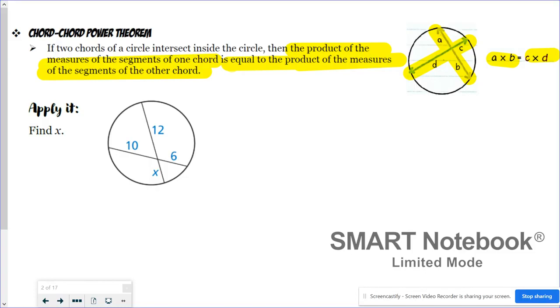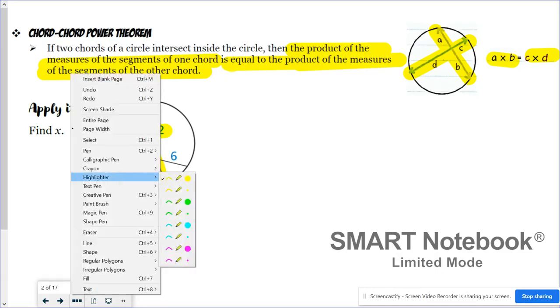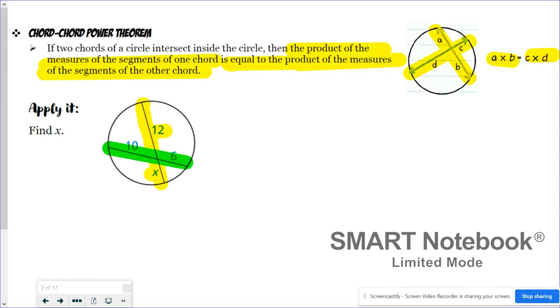Okay, so let's apply this. You can see that it's really not that hard at all to use the Chord-Chord Power Theorem. So one of my chords is this chord here. So one of the segments is 12, the other one is X. And then my other chord is this one right here. The two segments are 10 and 6.